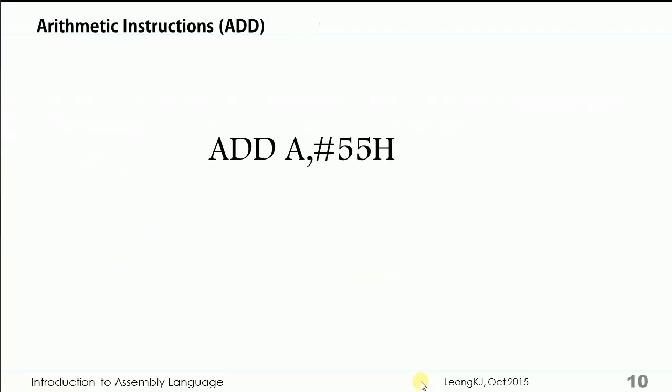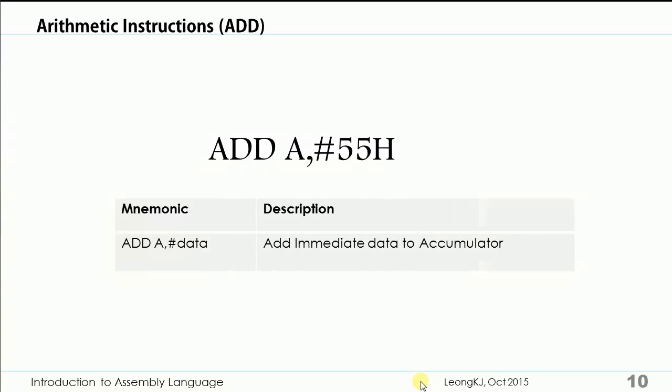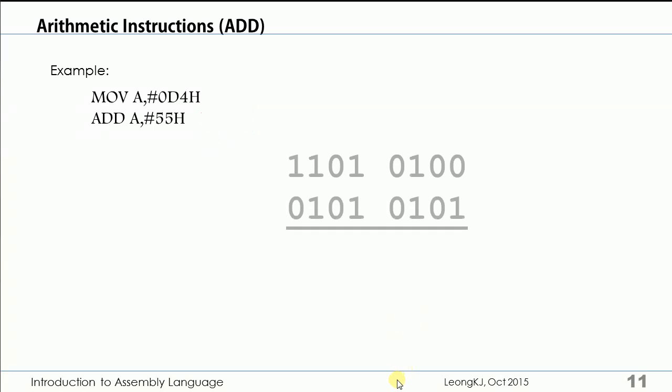Let's look at the addition instruction. Add accumulator with immediate data 55 hex. This is the instruction mnemonics. Let's try an example of adding two numbers, D4 and 55. The number D4 hex is moved into the accumulator. The ADD A with 55 hex will add the content in the accumulator with 55 and leave the results in the accumulator. Let's analyze the addition in binary.